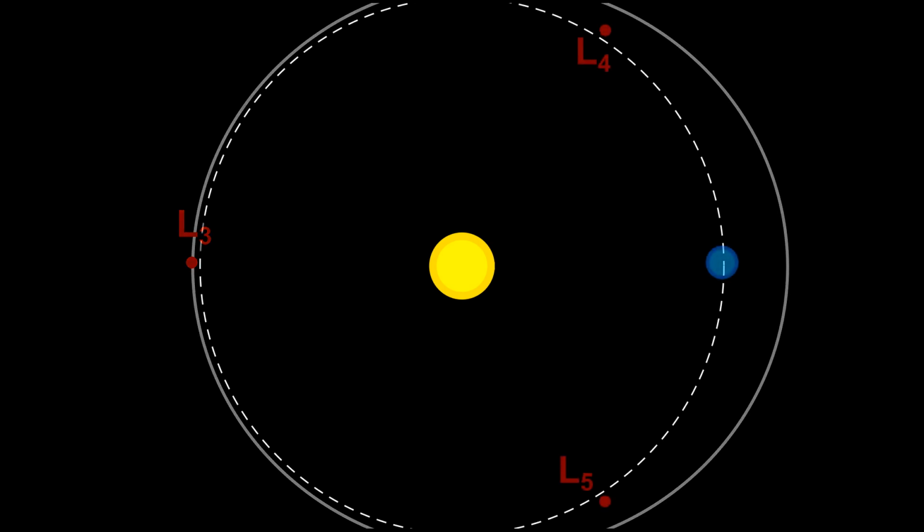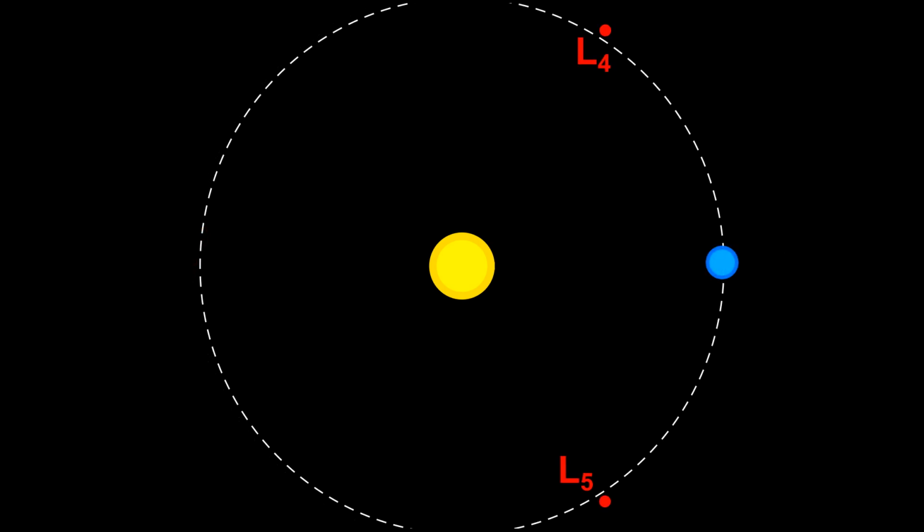Moving on to L4 and 5. These guys are a mirror image of each other, so we'll just consider L4. The diagram here is a bit more complicated than for the previous points, but the logic is still exactly the same. When discussing L4 and L5, it's important to note that the Earth isn't truly orbiting the Sun, rather the Sun and the Earth are both orbiting their combined centre of mass, which we call the barycenter.